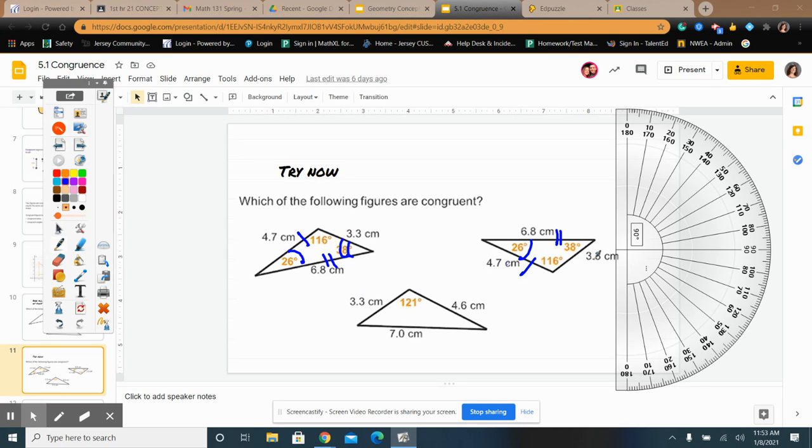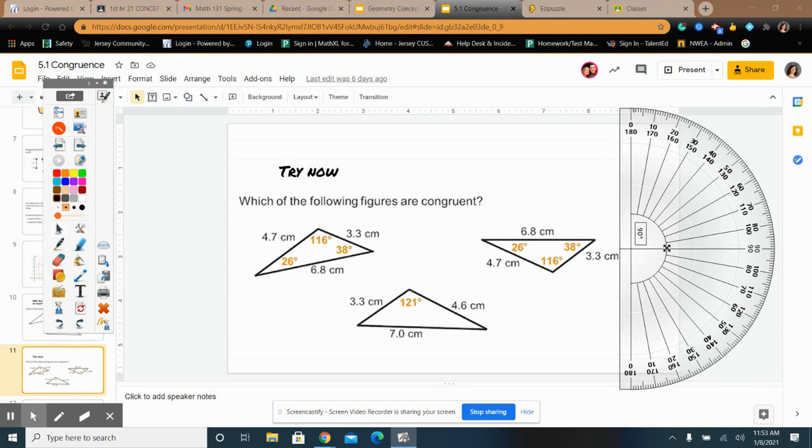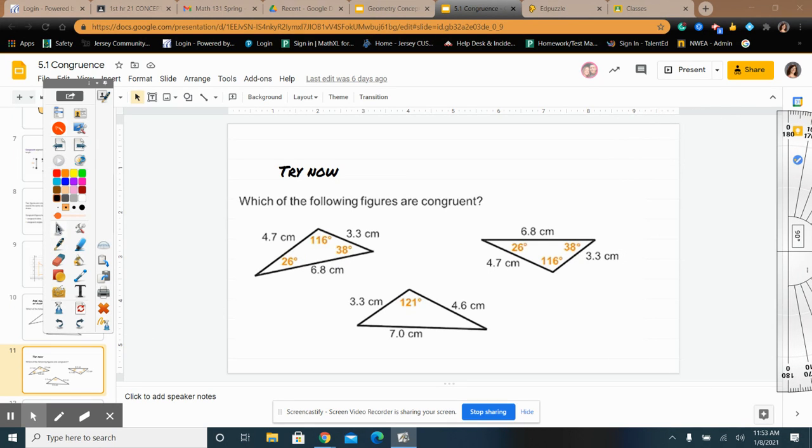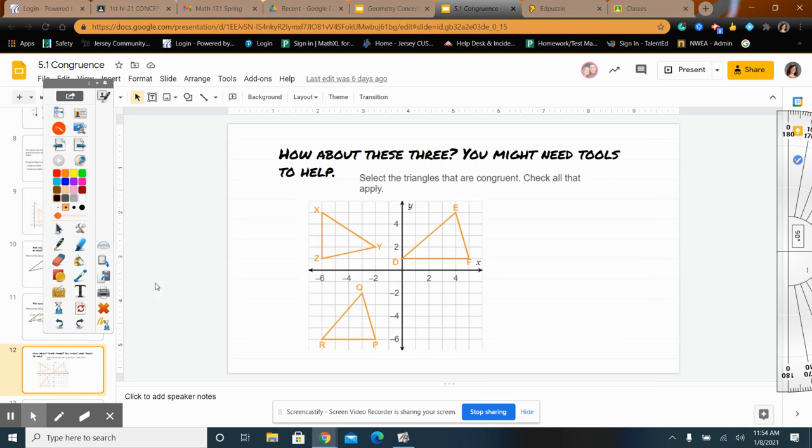38 and 38. Those two are equal. And 3.3 is 3.3. That gets the 3 markings. And then 116 and 116. That will give 3 little arcs. It's a little sloppy, but sometimes our pictures do. So this one is not congruent, and these are the two figures that are congruent. And we know that because their corresponding parts are congruent. Their matching parts are equal, the exact same size and shape.